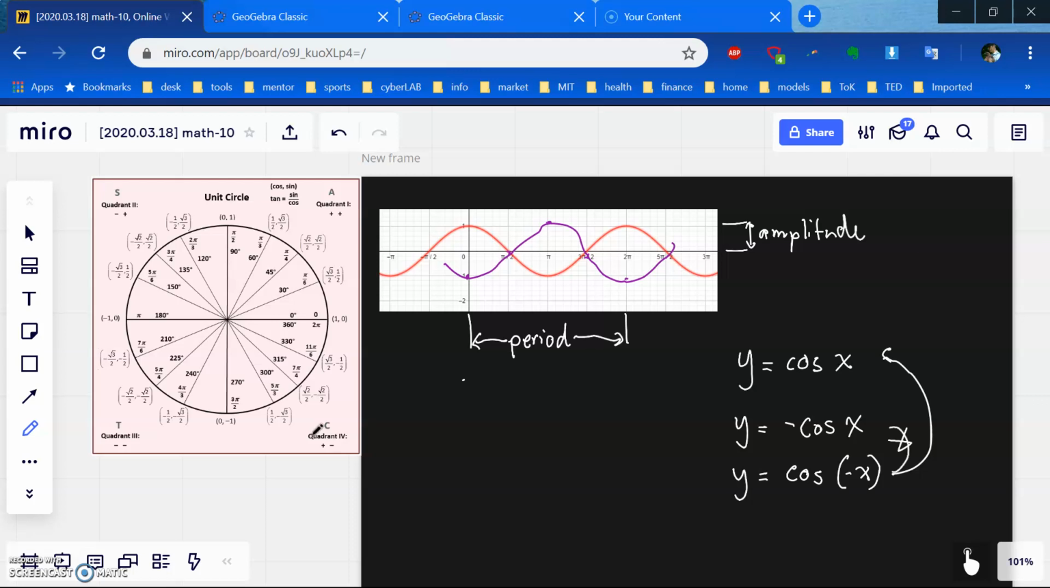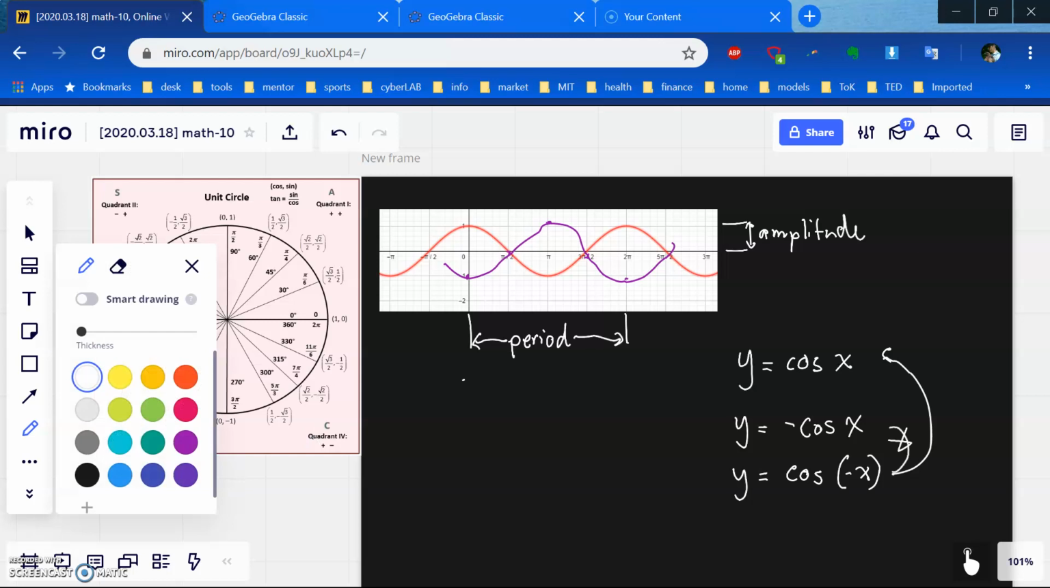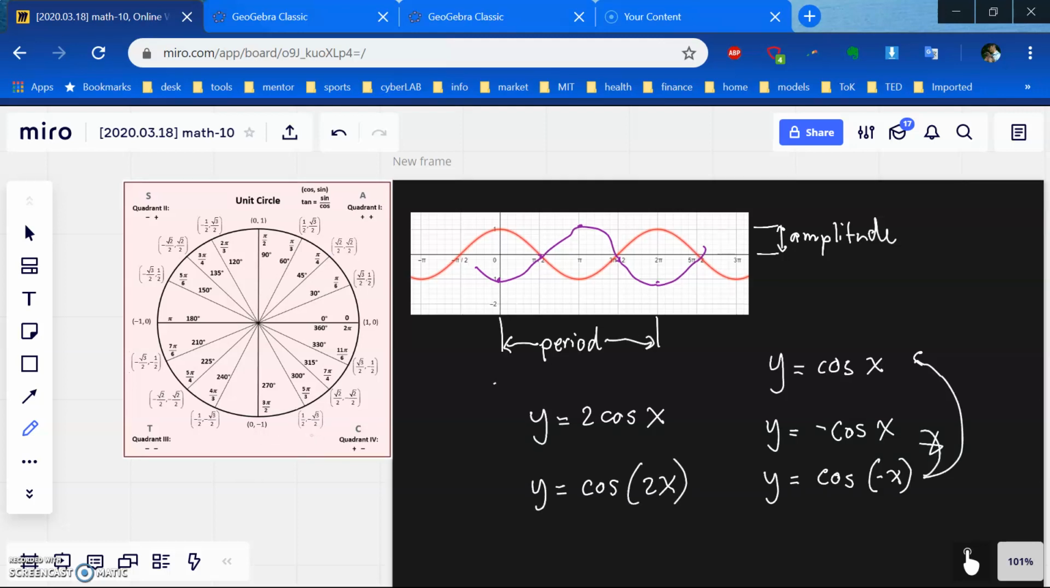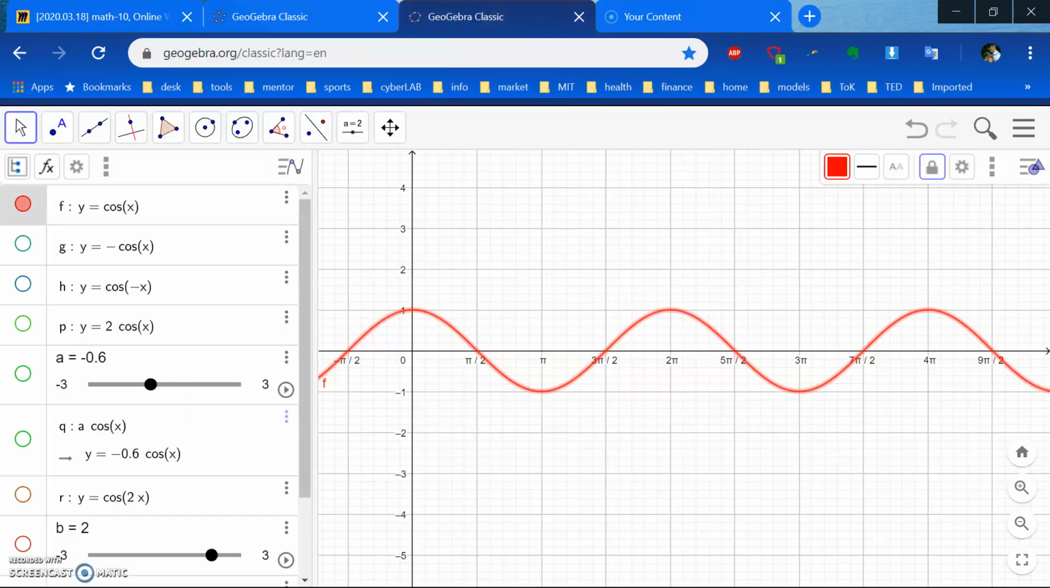All right, and then if we think about it, we would expect that the other two things that we fiddled with, y equals 2 cosine of x, similarly to sine, I would expect that to fiddle around with the amplitude, right? And y equals cosine of 2x, I would expect that to scrunch up the period. Let's go and have a look in GeoGebra and see if that's the case.